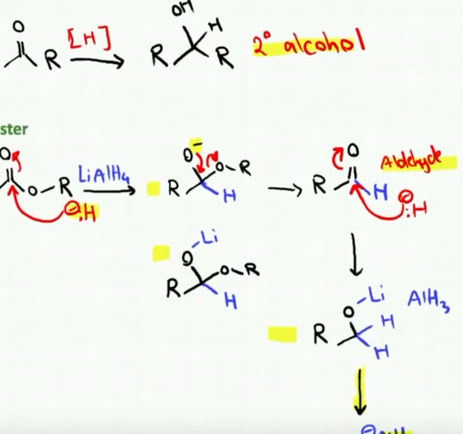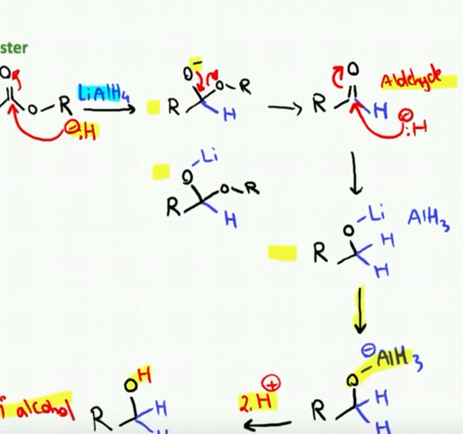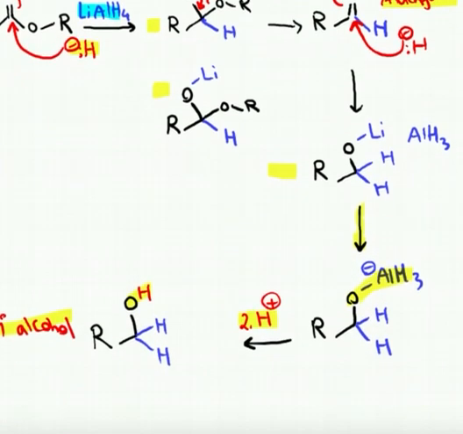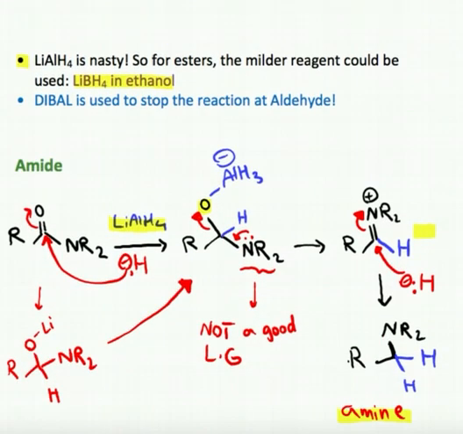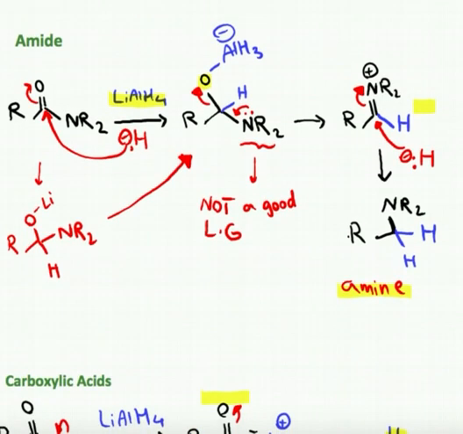We talked about reduction of esters. For esters, you have to use lithium aluminum hydride as the stronger reducing agent. The intermediate is aldehyde, but the reaction doesn't stop there. You do one more step of reduction to get primary alcohol. Amide, the same thing, lithium aluminum hydride. The intermediate is imine, and you do one more step of reduction to get amine.